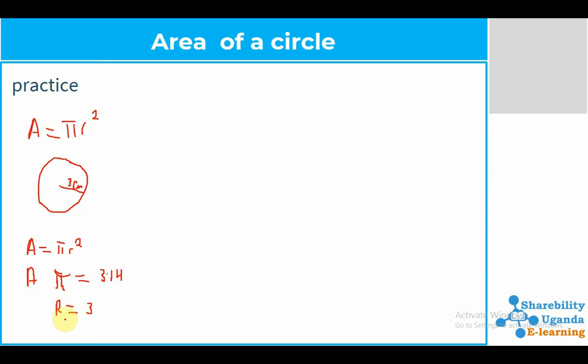But we can see that our radius here is squared. So you can decide how you can either complete it from here, or do it the other way around. Let's try this simple method. We know our pi as 3.14 and our radius as 3. So our area will be equal to pi, which is 3.14, times our radius, which is 3.